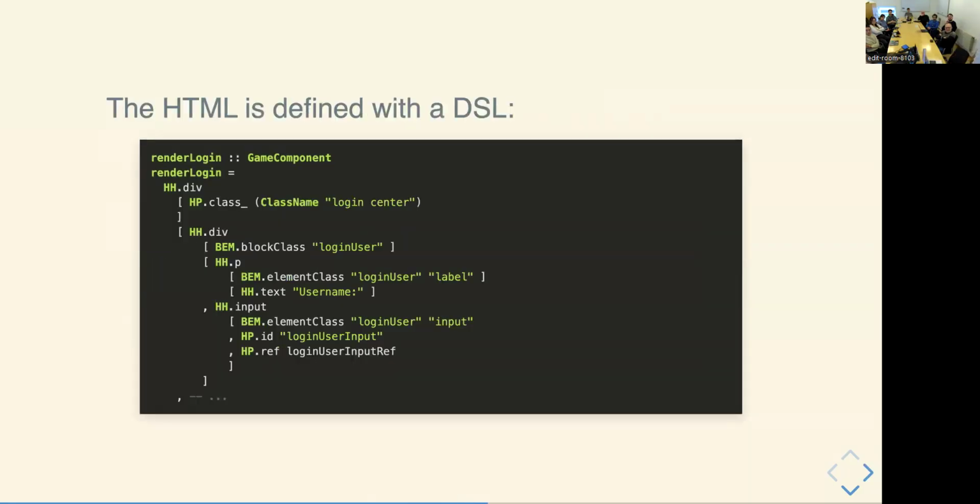The HTML is defined using a domain-specific language built into this Halogen library. So here I have a div containing some CSS classes. There's another div that contains some text and then an input. So this is the username for the login page. So it looks like this, and you build up these kind of big lists of HTML components. And of course, these are just functions, so you can reuse them. You can use all of the nice functional things on these.